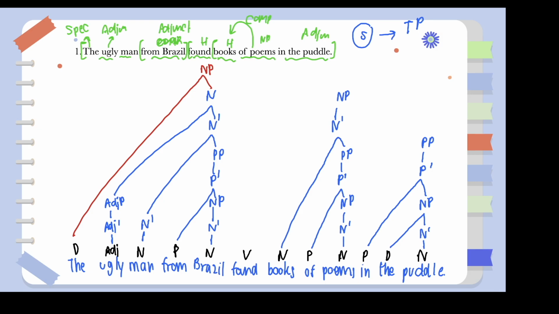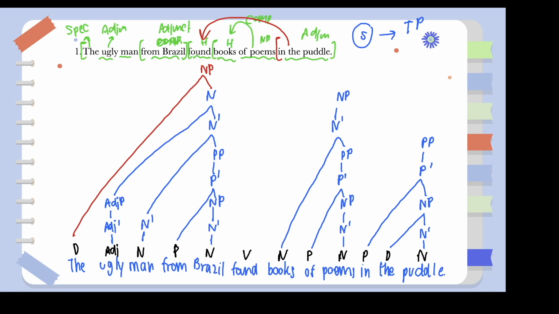And next we attach our verb together. Okay, so we have the verb found, so we have found books or poems. Okay, and found it in the puddle first. So in the puddle, oh yeah, actually in the puddle, it modifies found in the puddle, not books or poems in the puddle. So in the puddle is attached to the word found instead.